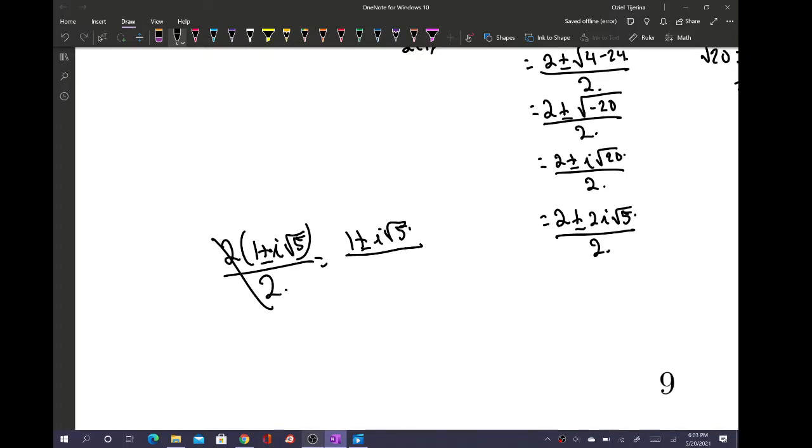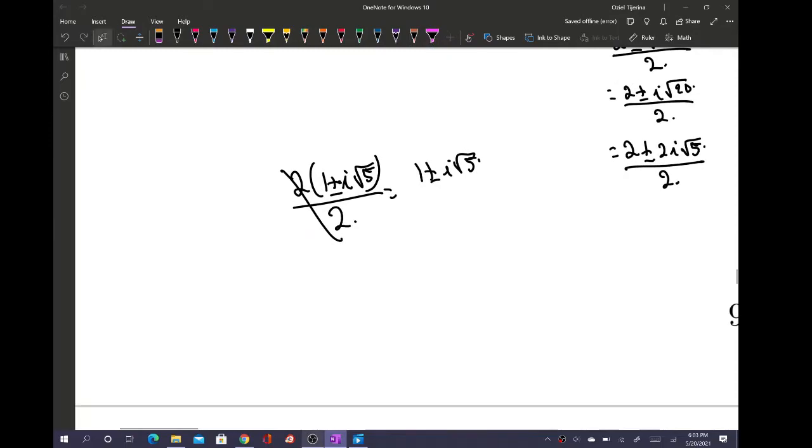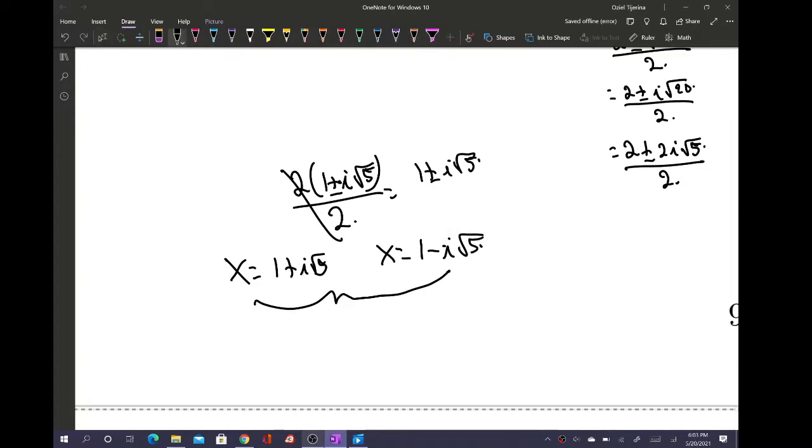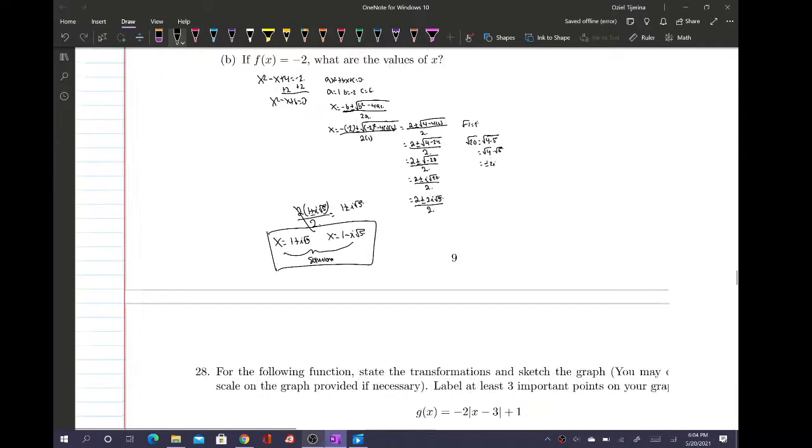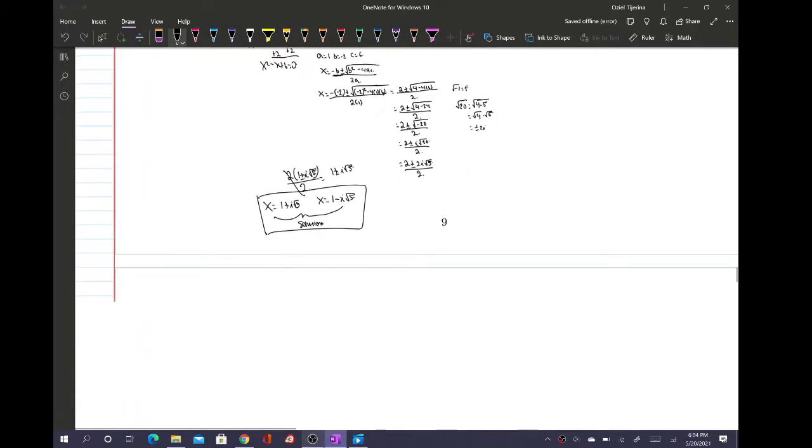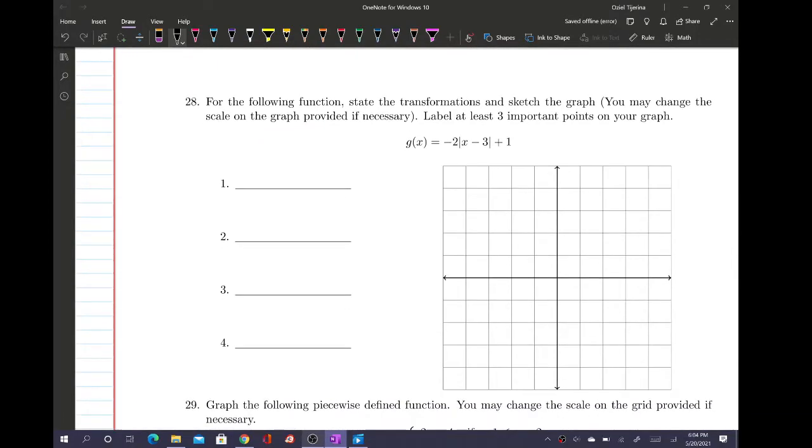Now, you want to say that x equals 1 plus i square root 5 and x equals 1 minus i square root 5. These are your solutions to this equation. All right.